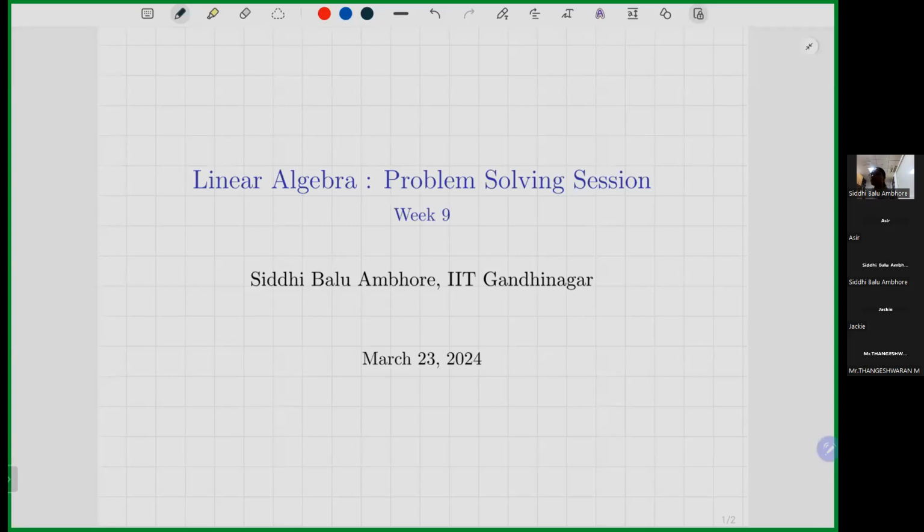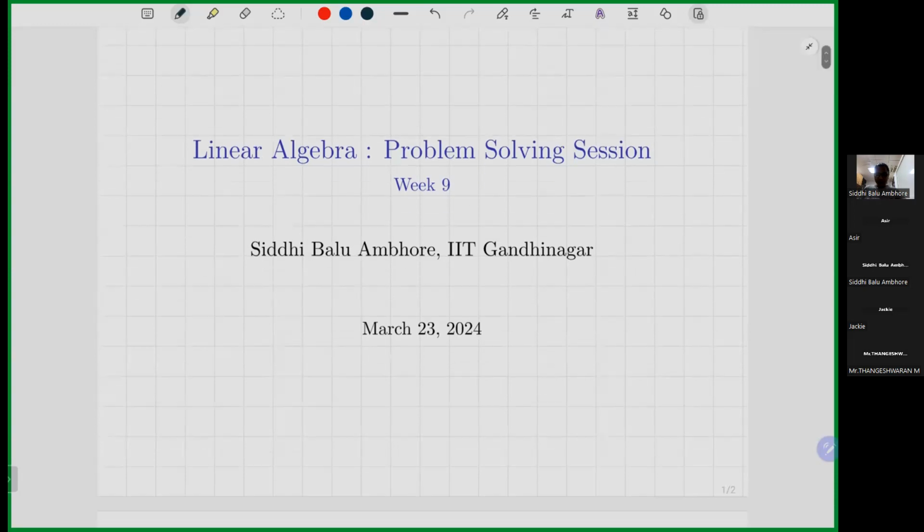Today I'm Siddhi Balu Ambore from IIT Gandhinagar, and today we will discuss problems related to syllabus from week 9, that is problems related to complex vector spaces, inner product space, inner product and length, and orthogonality. So let us start.